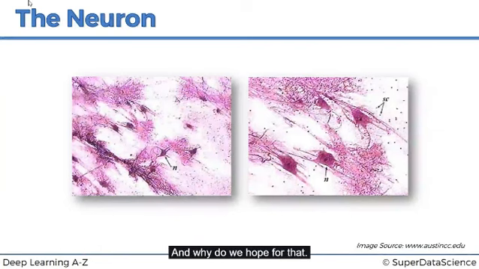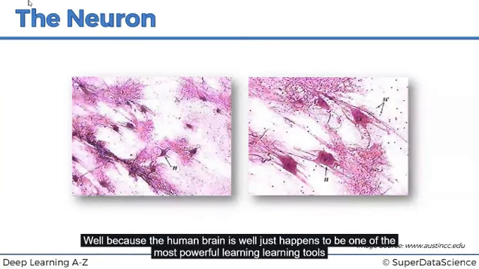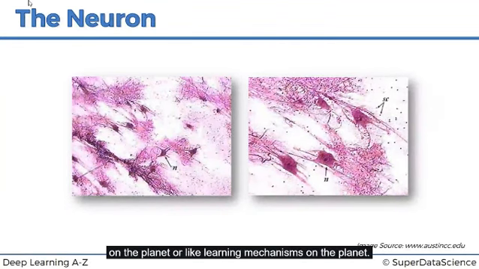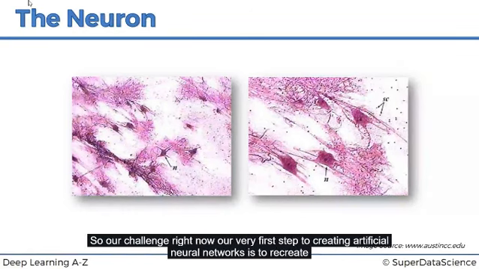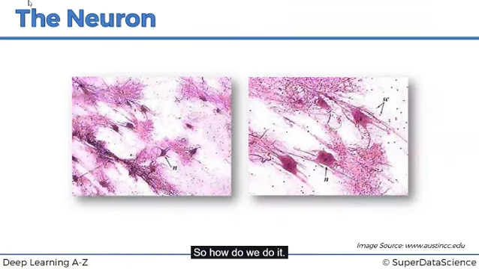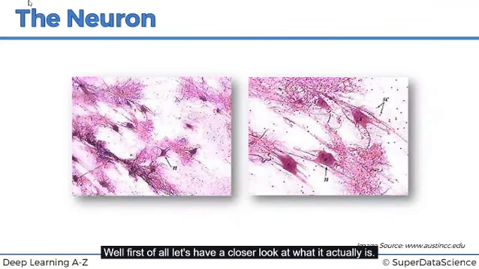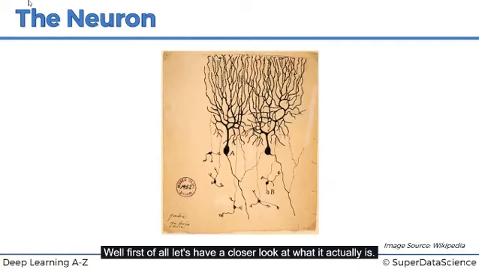And why do we hope for that? Well, because the human brain just happens to be one of the most powerful learning tools on the planet, or like learning mechanisms on the planet. And we just hope that if we recreate that, we'll have something as awesome as that. So our challenge right now, our very first step to creating artificial neural networks, is to recreate a neuron. So how do we do that? Well, first of all, let's have a closer look at what it actually is.